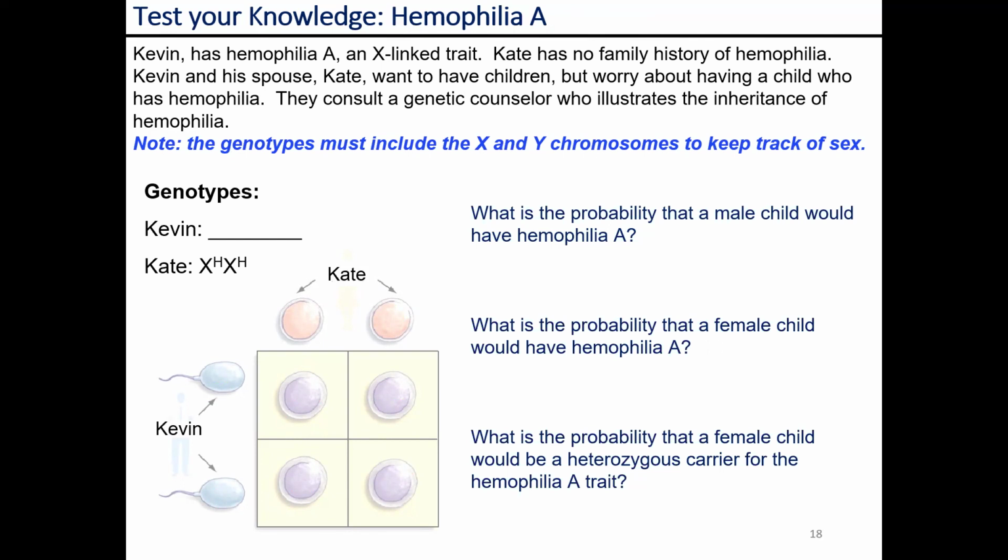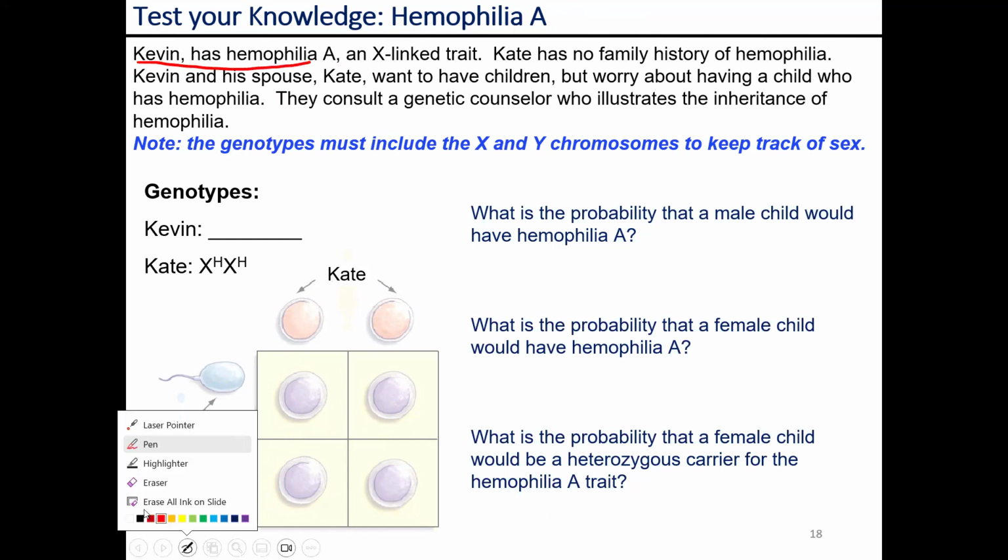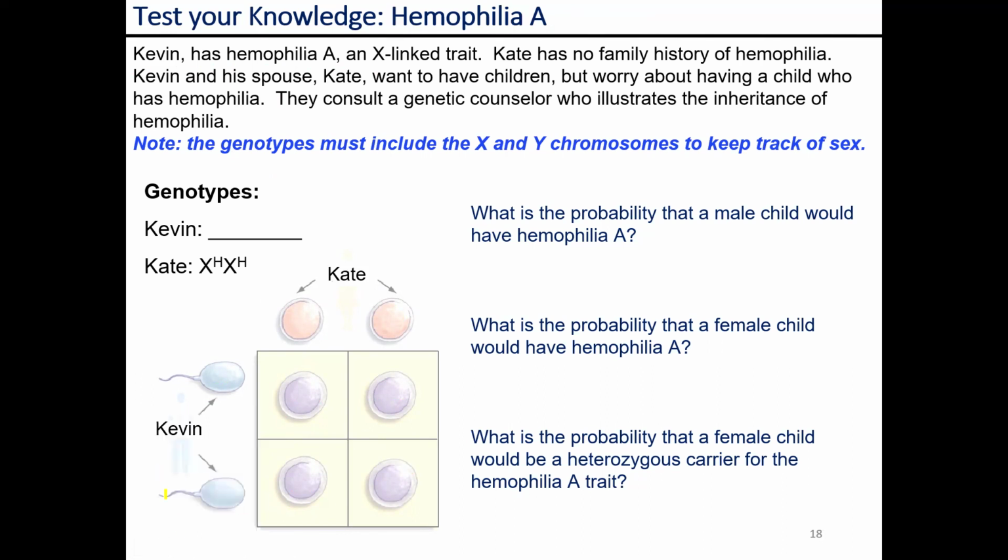All right, so let's check this out together. It says Kevin has hemophilia A right here. I'm going to highlight all of our important information. So we know Kevin has hemophilia A, and we know that it's an X-linked trait. Kate has no history of hemophilia. Kevin and his spouse, Kate, want to have a child, but worry about having a child who has hemophilia. They consult the genetic counselor.